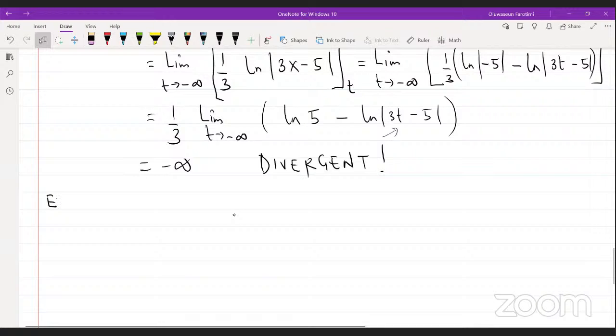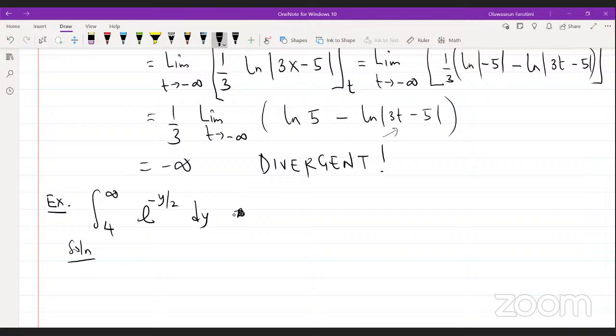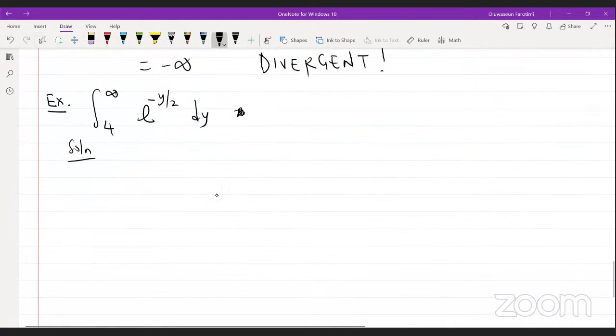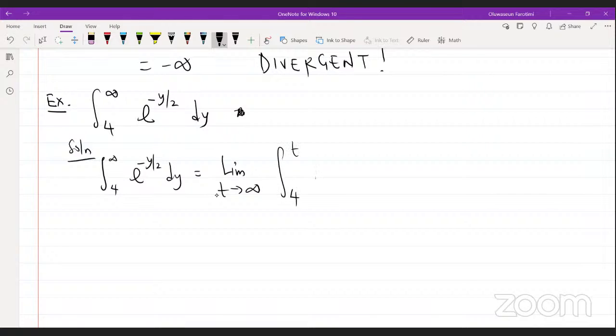Let's do another example. Let's see if it does converge or diverge. In this example, we're going from 4 to infinity of e to the negative y over 2 dy. What's the first thing I need to do, guys? I need to rewrite in terms of the limit notation. So this is the integral from 4 to infinity of e to the negative y over 2 dy. This is going to be a limit as t goes to infinity, right? Integral from 4 to t of e to the negative y over 2 dy.